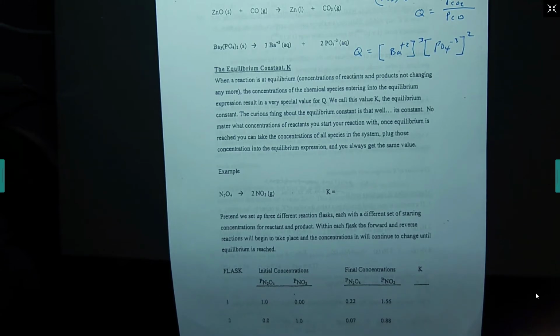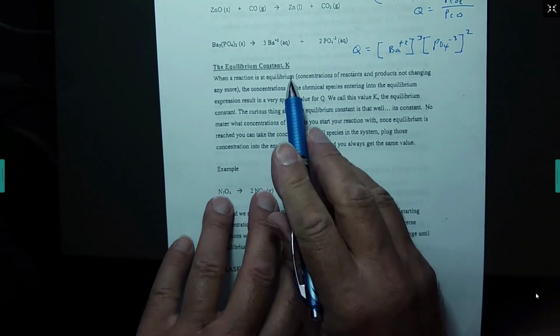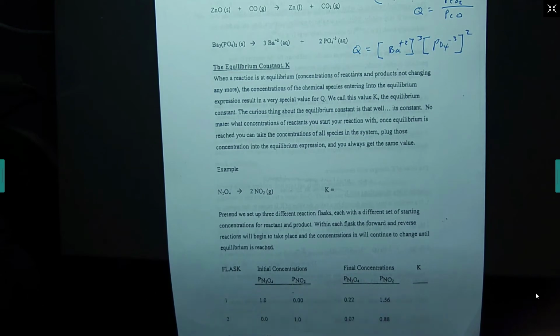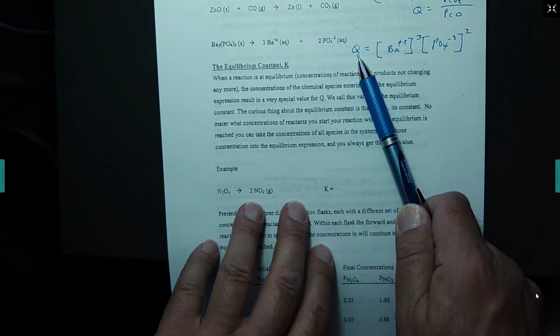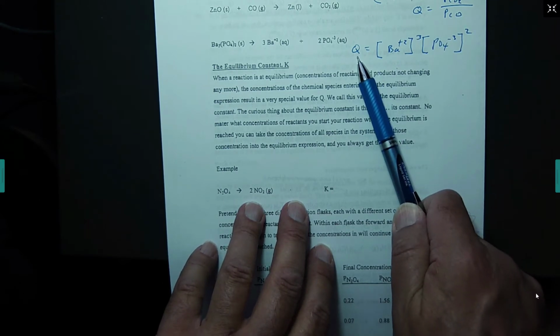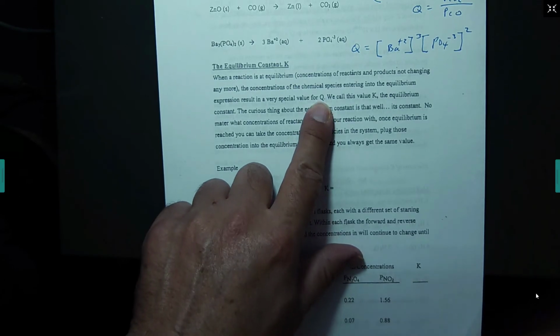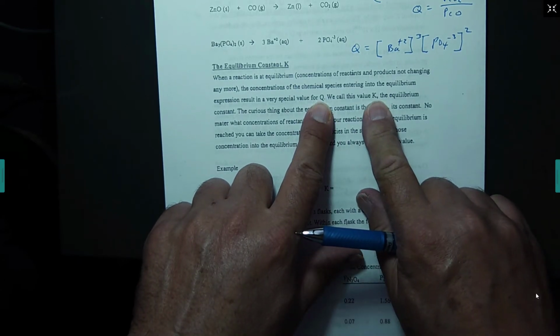So, let's talk about the equilibrium constant, K. It turns out the concentrations in a reaction will keep changing until the number Q hits some number and it doesn't change anymore, and that is when the reaction is at equilibrium. And at that point, Q is equal to K. The reaction quotient, Q, is equal to K when the reaction is at equilibrium.